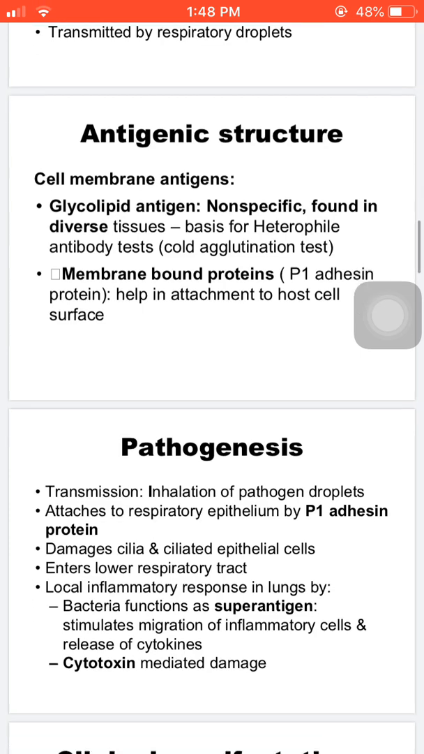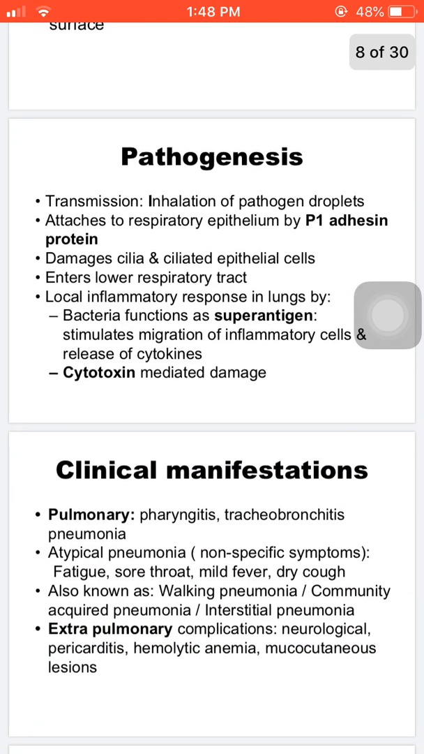Now let us look into the pathogenesis. The transmission is by inhalation of pathogen droplets. Once inhaled, it attaches to the respiratory epithelium by the P1 adhesin protein and damages the cilia and the ciliated epithelial cells. So the mucociliary mechanism is lost and the bacteria can easily enter the lower respiratory tract, where it affects the lungs.